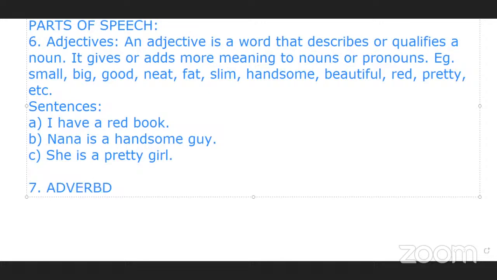Adverb. The way the name sounds, do you have an idea? Like describing a verb. Very good. Describes a verb or adjective. Very good. What did you say? Describes a verb, adjective, or adverb. Yes, another adverb.